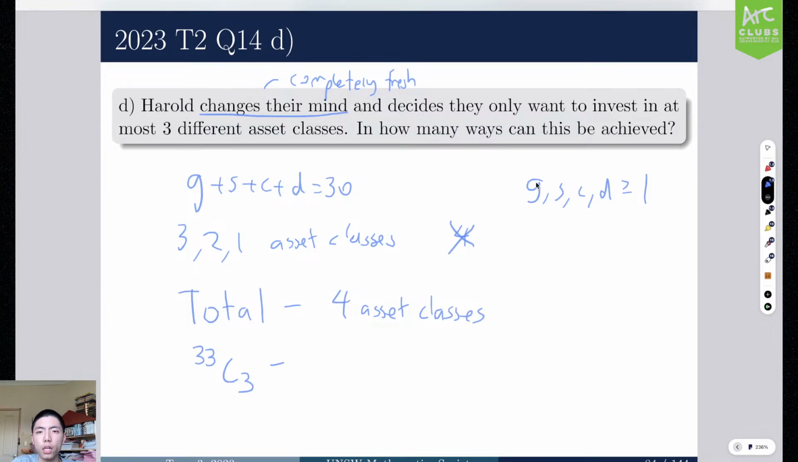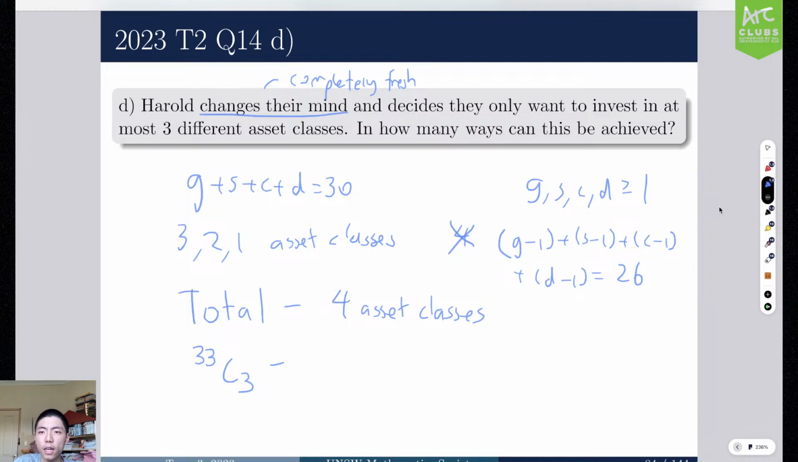Okay, so if G, S, C, and D each have to be larger than or equal to 1, then we can use exactly the same idea that we did for part C, and we can first allocate $1,000 into each asset class. This guarantees that we are going to be investing in each asset class because the minimum amount is 1,000. So this would mean that G minus 1, S minus 1, C minus 1, and D minus 1 have to add up together to equal $26,000, right?